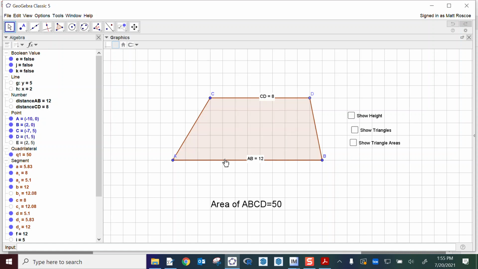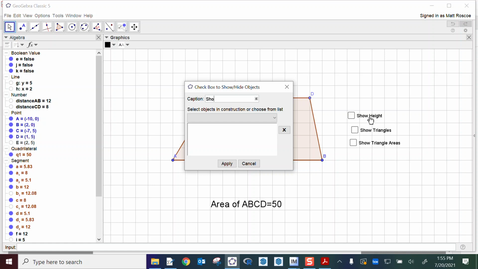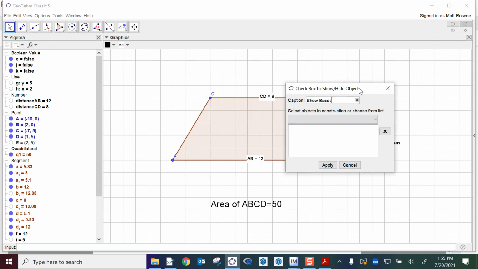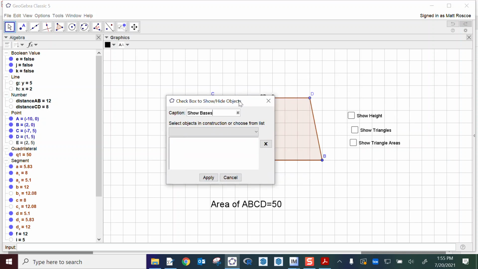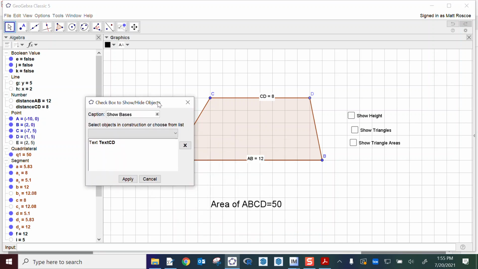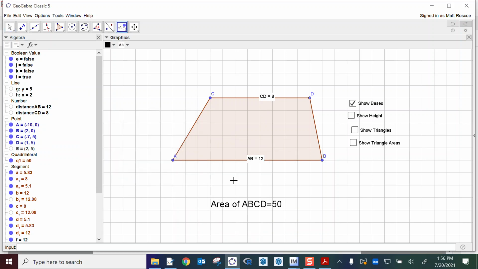So now I guess the last thing I would do would be show bases, and put that maybe above there. So if I show the bases, then what I want is that and this guy, apply those, and so there it is. I think now we have enough to at least think of it as an object that might help students understand the area formula.